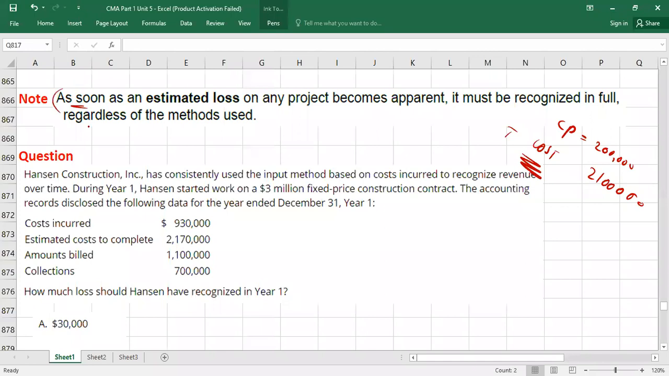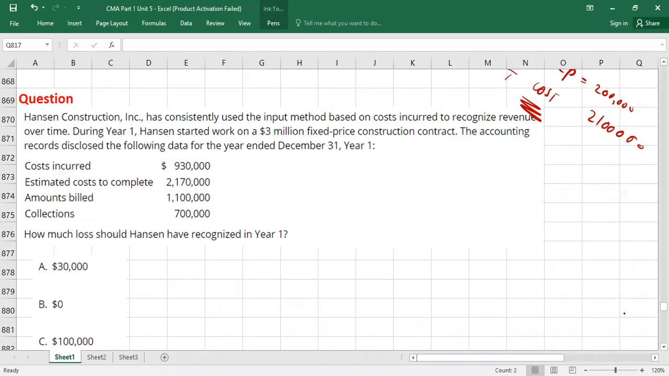Now look at what's written here as a note. As soon as an estimated loss on any project becomes apparent, it must be recognized in full, regardless of the method used. Even if you are using input, output, gross profit, whatever, you have to book the loss immediately. Not a gross profit, you have to book a gross loss in your profit and loss account. Okay, so let's assume here we have an example. This is how a question regarding this point will be discussed. So let me read with you and explain it to you.